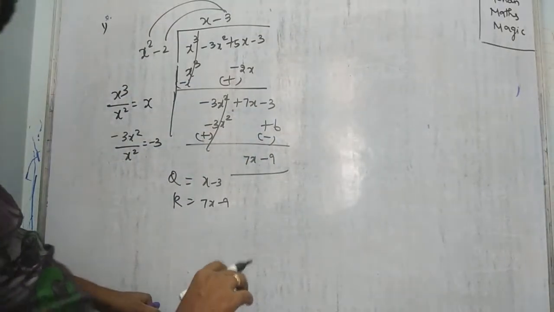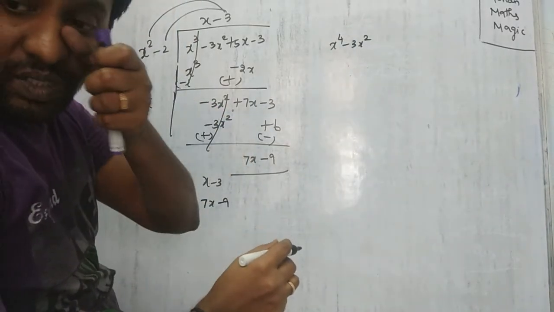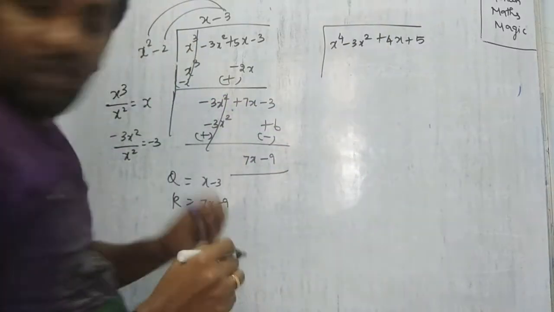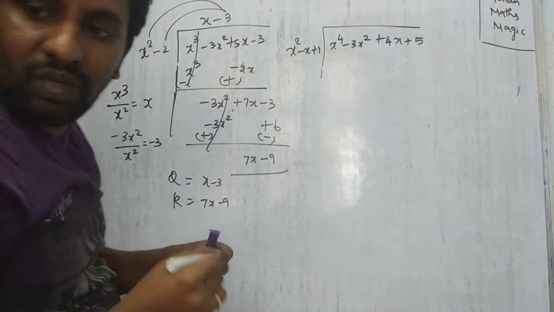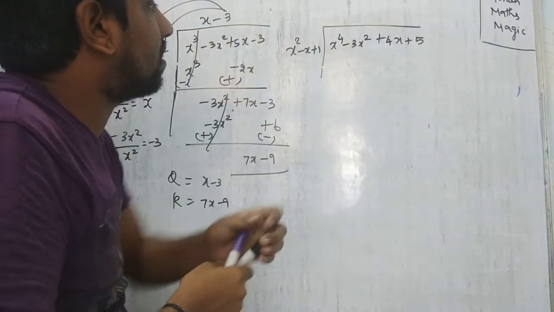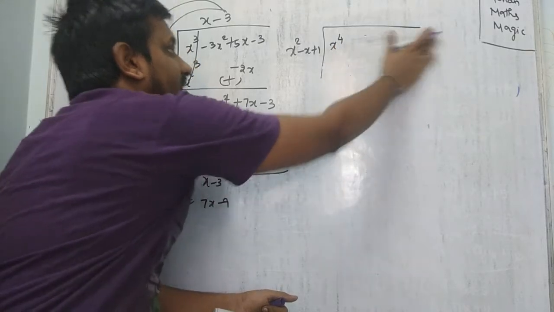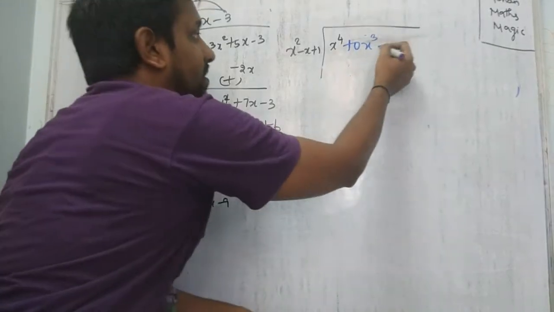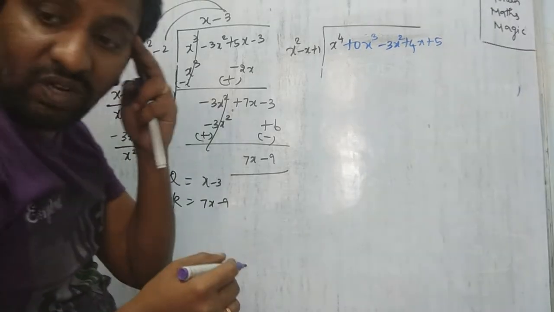X power 4 minus 3x square plus 4x plus 5, divided by x square minus x plus 1. Now check whether all the terms in the order 1, 2, 3 are there. Here, x cube is missing, right? So 0 x cube I have to put. Minus 3x square remaining as usual, plus 4x plus 5.